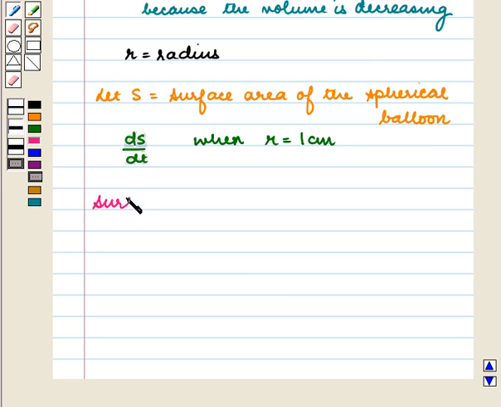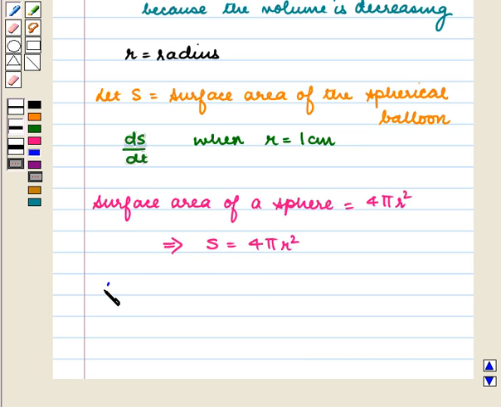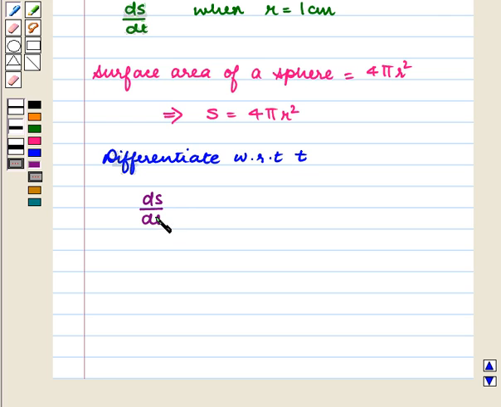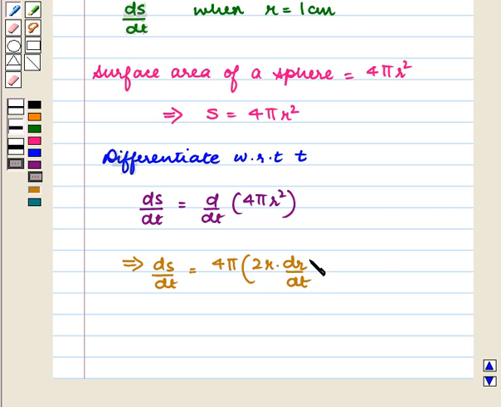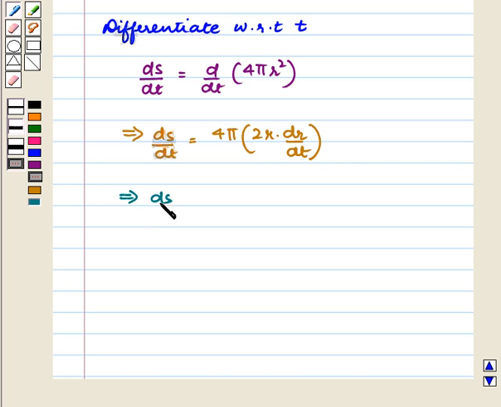Now we know that the surface area of a sphere is equal to 4 pi r square. That implies S is equal to 4 pi r square. Differentiate both sides with respect to t. We get dS by dt is equal to d by dt of 4 pi r square. This implies dS by dt is equal to 4 pi into 2r dr by dt, which implies dS by dt is equal to 8 pi r dr by dt. Name this equation as 1.